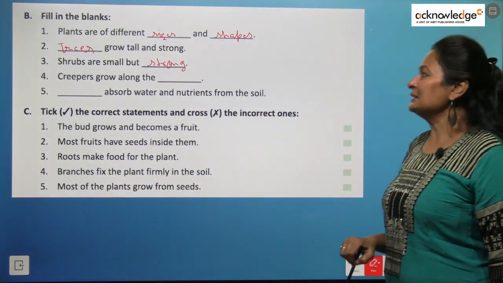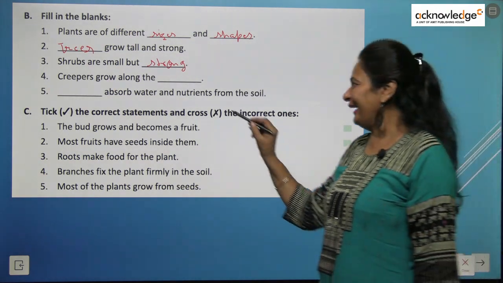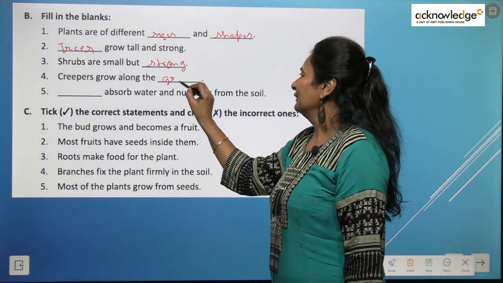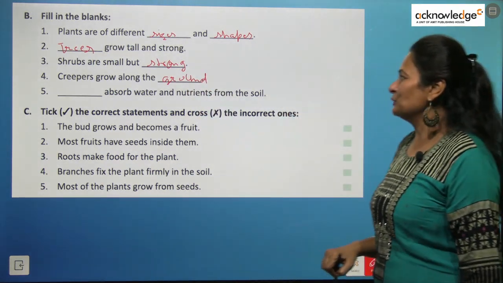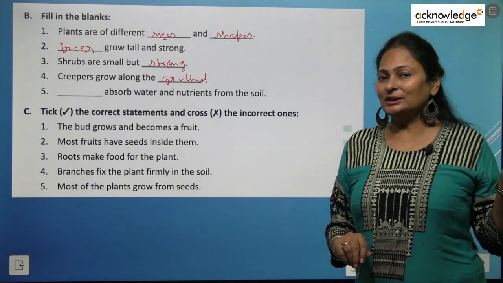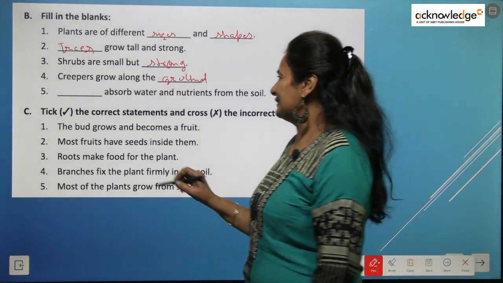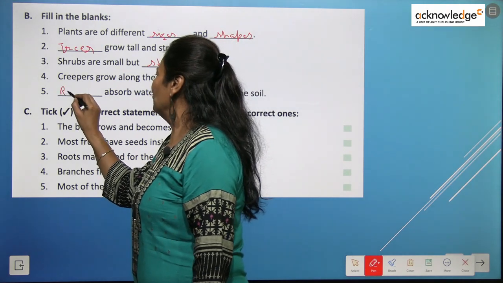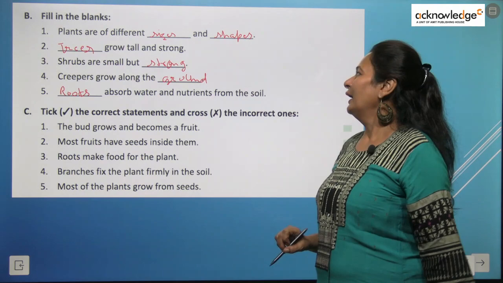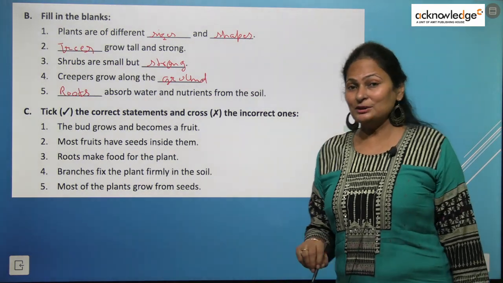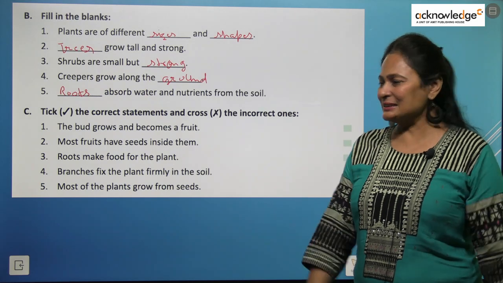Fourth one is creepers grow along the ground. And the fifth one is dash absorb water and nutrients from the soil. Fabulous answers. It is roots. Roots absorb water and nutrients from the soil and transport it to, very good, stem.